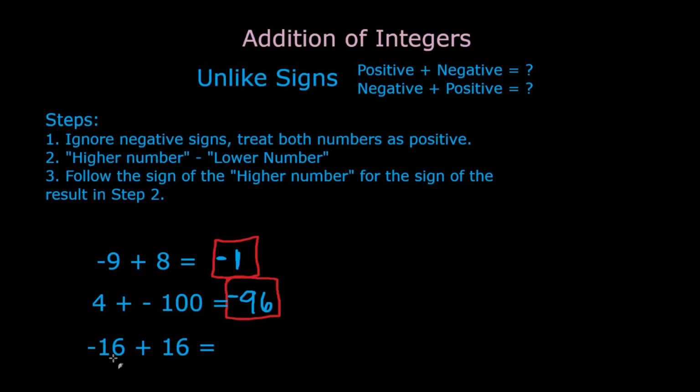Lastly, we have negative 16 plus positive 16. Again, ignore the negative signs and treat both numbers as positive. And then, locate the higher number, which is, dito, pareho lang naman sila 16, so kahit alin dyan. And then, minus 16. Okay, 16 minus 16 is 0. So, 0 din dito. Now, ano yung magiging sign? Actually, wala siyang sign. Walang sign yung 0, no? Okay?